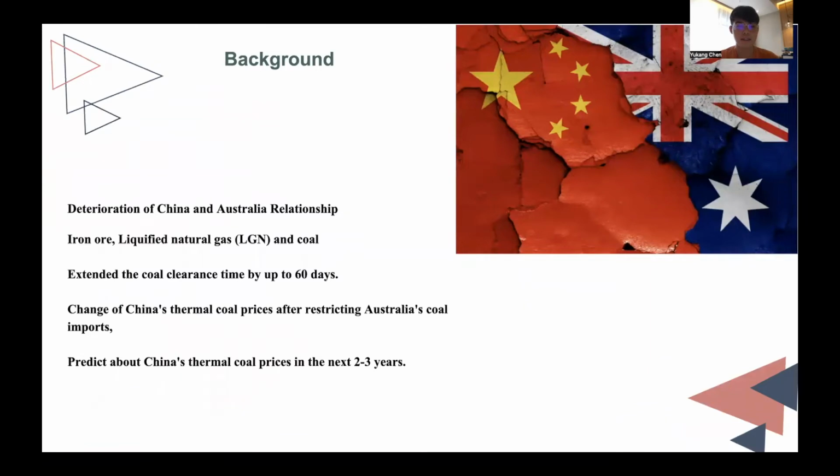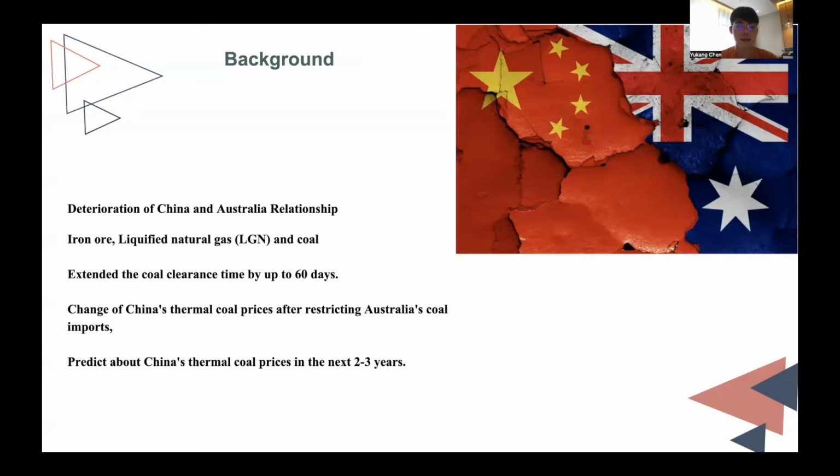China is Australia's largest trading partner, and they mainly import iron ore, liquefied natural gas, and coal from Australia. In recent years, Australia has been hit hard by the deterioration in the relationship between China and Australia, with China increasing tariffs and import restrictions on Australian export goods. For example, since March 2021, customs clearance procedures for Australian thermal coal have been adjusted at many Chinese ports, resulting in extended clearance times of up to 60 days.